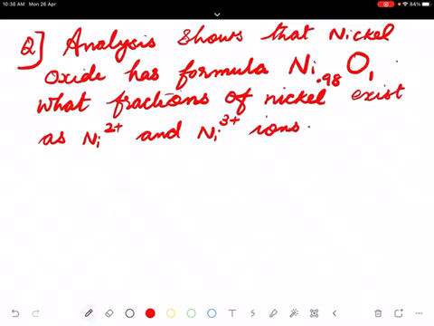3 Ni2+ are replaced by 2 Ni3+. Now we have to find out what fraction. Fraction means the answer should be less than 1. Maybe 0.6, then the other fraction will be 0.4. Maybe 0.8, then the other will be 0.2. Maybe 0.7, then the other will be 0.3. So all the fractions when you add should be equal to unity. So let's see how the calculations are going on.